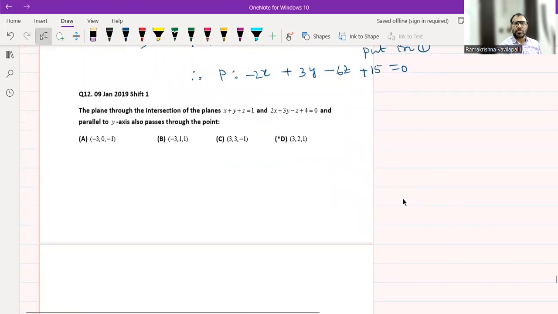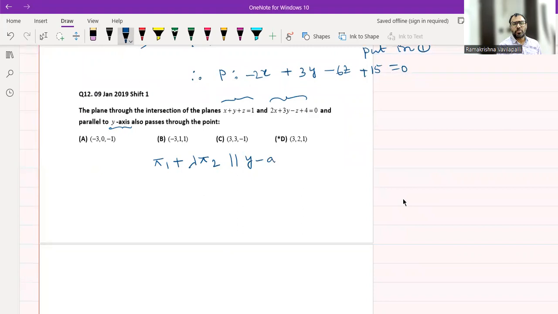Here is another question. The plane through the line of intersection of this and parallel to the y-axis. You just proceed: π1 + λπ2 is parallel to the y-axis. So the product of DRs equal to 0, which means that the normal of this plane is perpendicular to the y-axis. You just proceed.